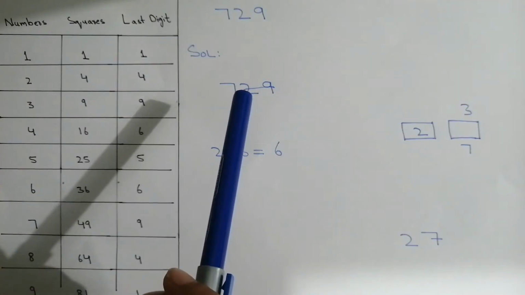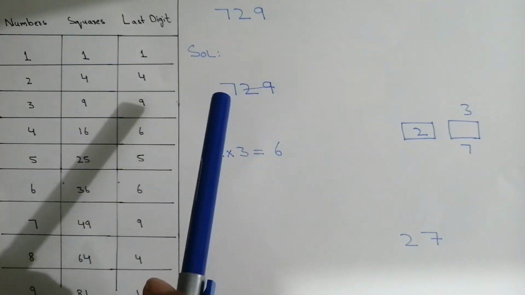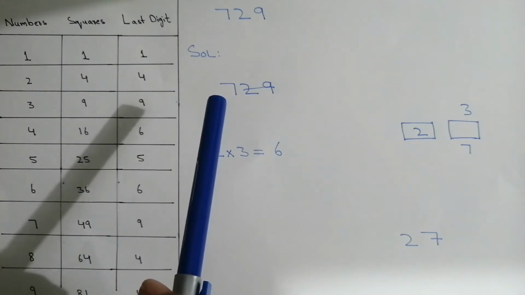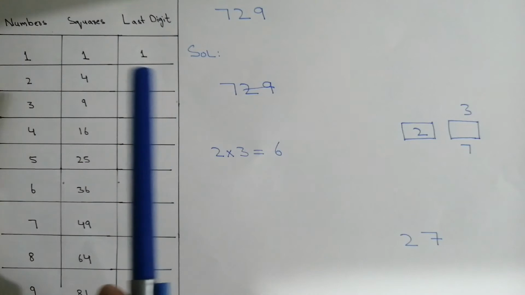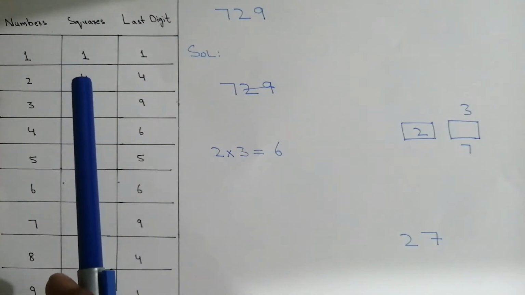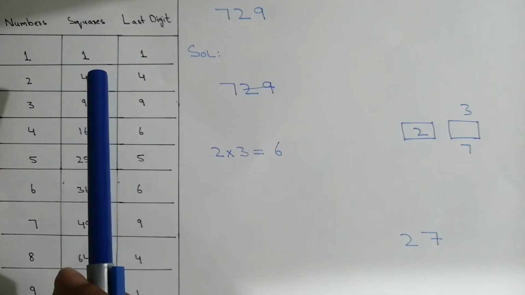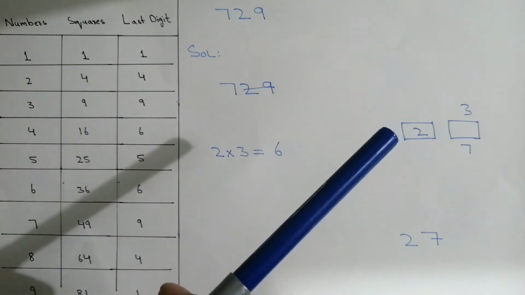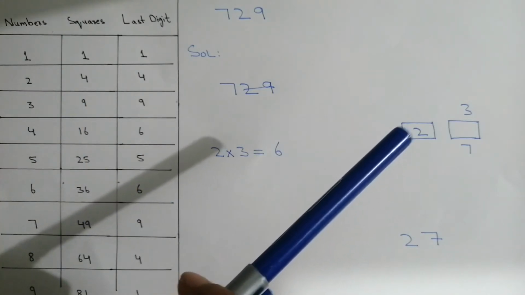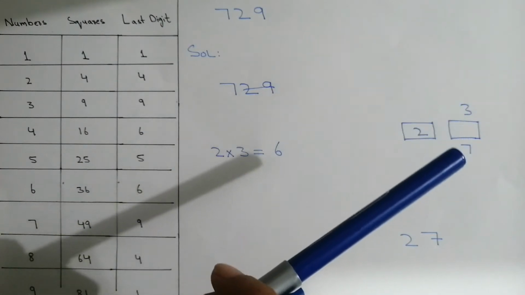We will cut down the last two digits. Now one number remains, that is 7. So we will take the number just below 7 in the column of the squares. We know that the number just below 7 is 4, and 4 comes under the number 2. So our first digit is 2, but the second digit is either 3 or 7.